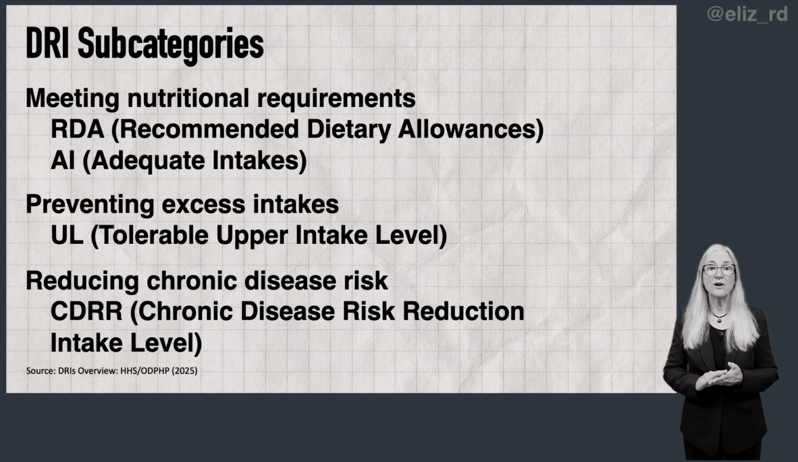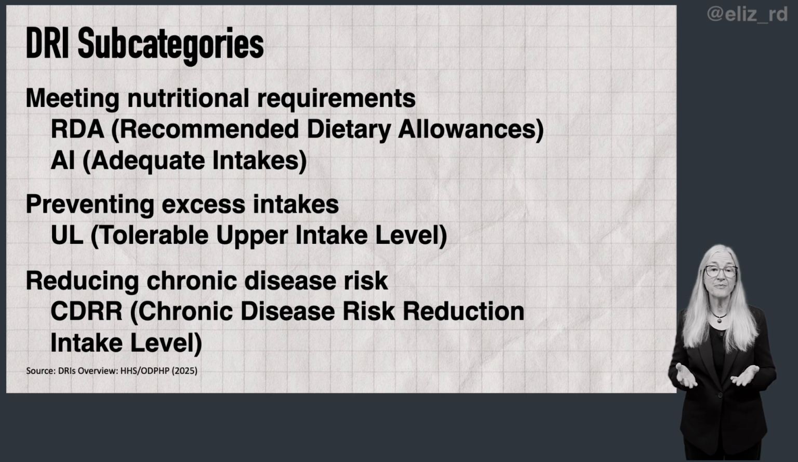The CDRR is a relatively new subcategory of the DRIs, suggesting that the DRI research is expanding to focus more on reducing chronic disease risk rather than just preventing deficiency or avoiding toxicity. It has only been established so far for sodium, but may be expanded to other nutrients like saturated fat or added sugar.